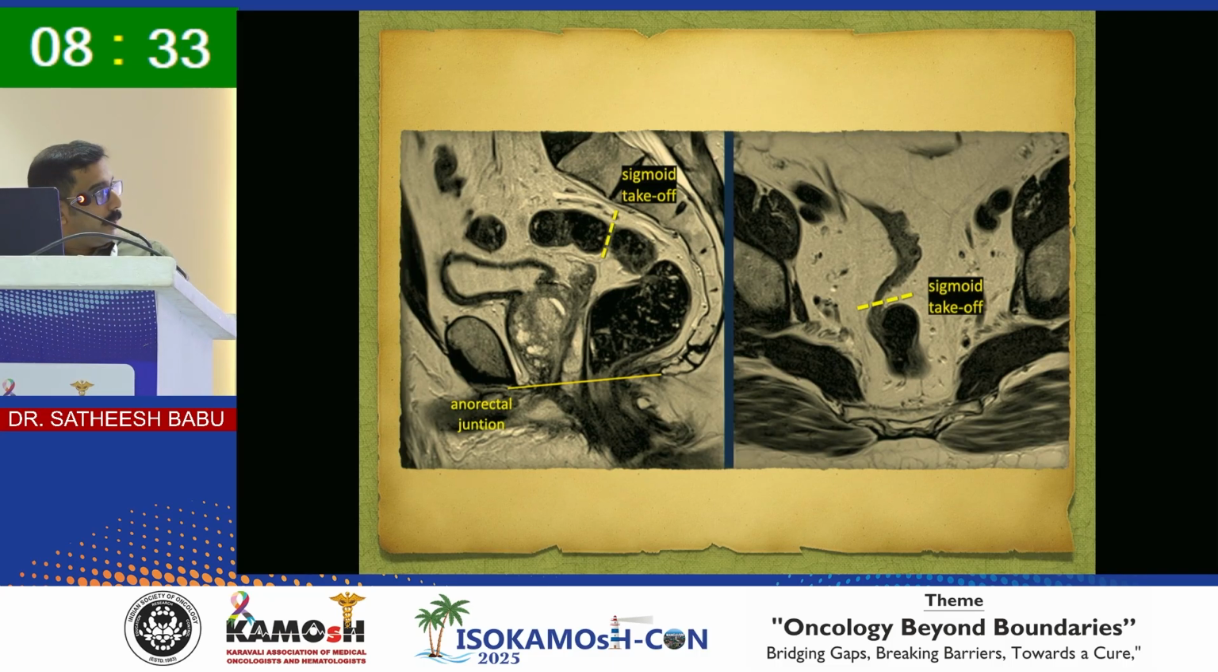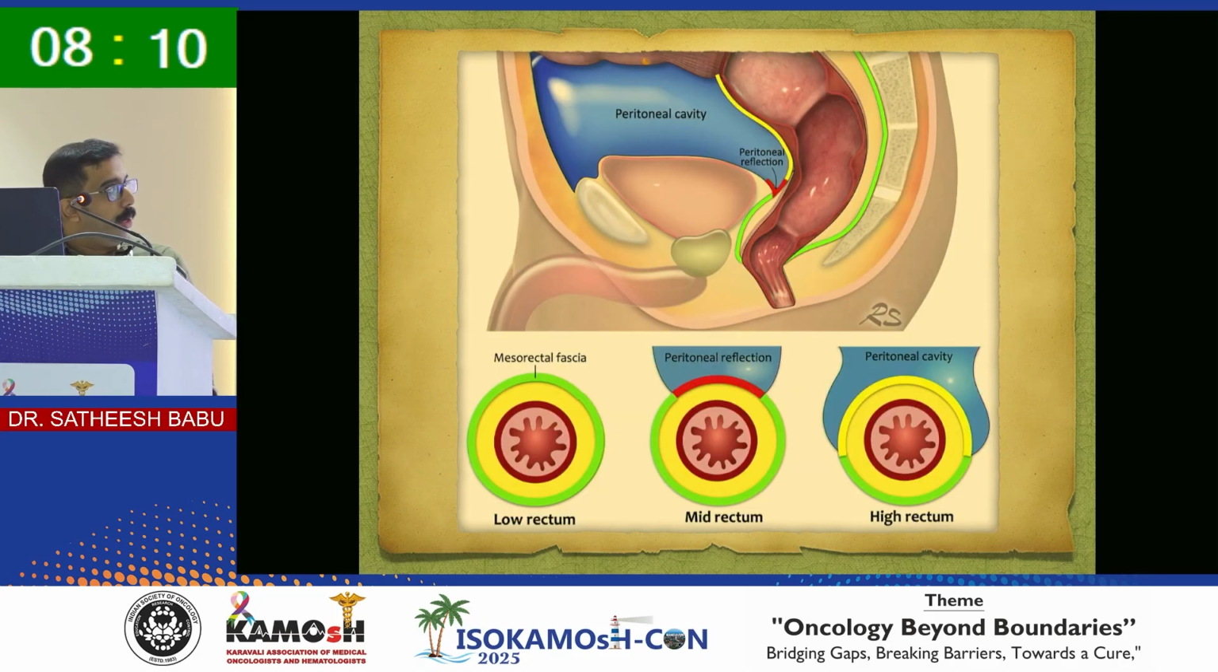What I was telling is the sigmoid takeoff sign. The rectum comes parallel to the sacrum, and at one stage it goes perpendicular. That is called the sigmoid takeoff sign. From there the rectosigmoid junction starts, and studies have found it is reasonably good in predicting the rectosigmoid junction. Another point you have to know before interpreting the MRI is the peritoneal reflection. You can nicely see the peritoneal reflections in MRI. The higher rectum is covered by peritoneum in the anterior and lateral parts, the mid rectum in the anterior part, whereas the lower rectum is completely covered by the mesorectal fascia and there is no peritoneal reflection there.